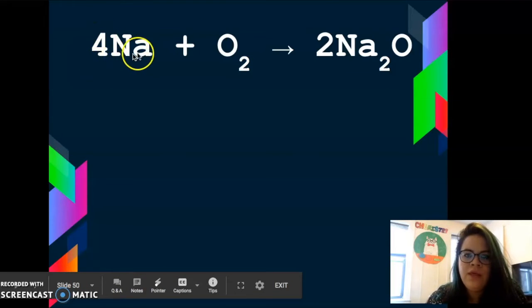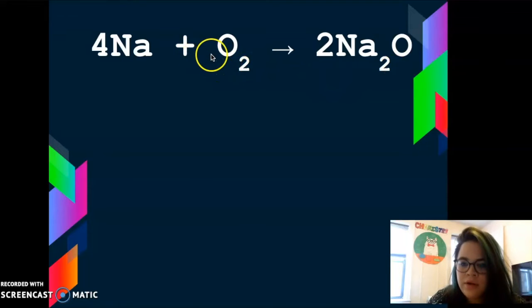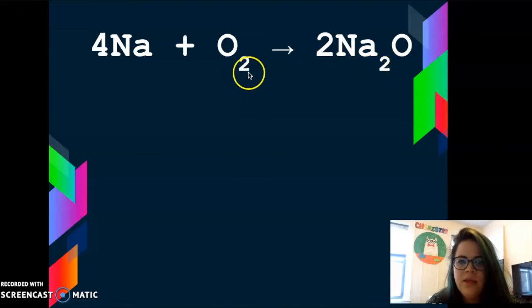This 4 before the Na, the 2 before the Na2O, and there's actually an invisible number in front of this oxygen as well. These numbers at the bottom, we've already talked about. The 2 comes from oxygen being diatomic. The 2 here comes from the +1 and the -2 after we crisscross. But now, let's look at the numbers before these. These are called coefficients, and they represent what is known as the mole ratios between the reactants and the products: 4 moles of sodium, 1 mole of oxygen, 2 moles of sodium oxide.